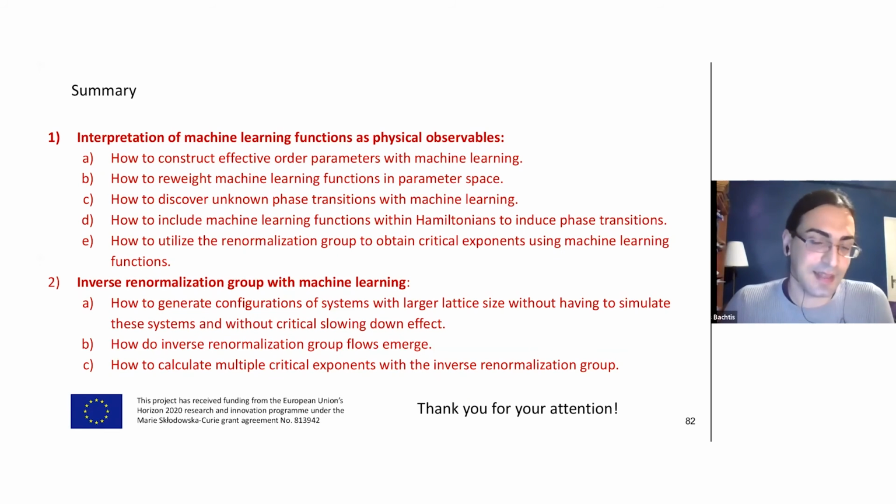And the second research direction that I discussed has to do with the inverse renormalization group. I discussed how to generate configurations of systems with larger lattice size without having to simulate the systems and therefore without the critical slowing down effect, how inverse renormalization group flows emerge in a system's parameter space, and how to calculate multiple critical exponents with the inverse renormalization group.